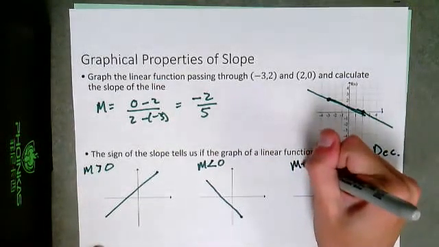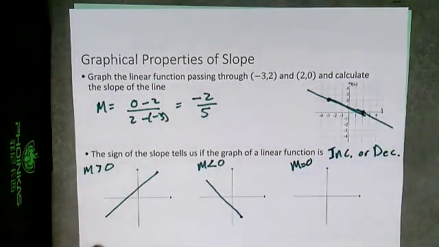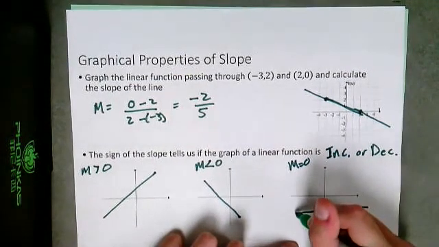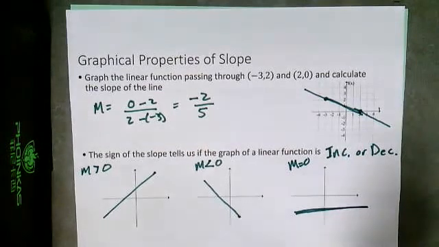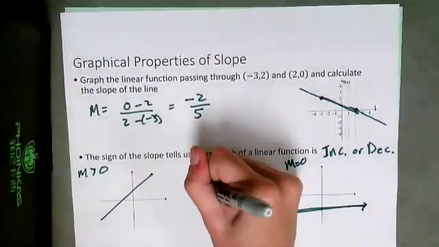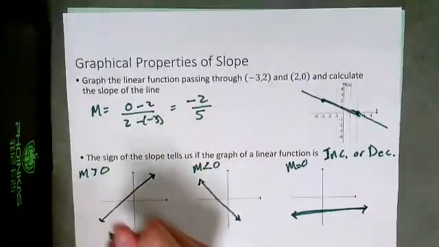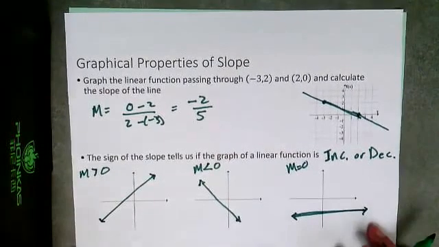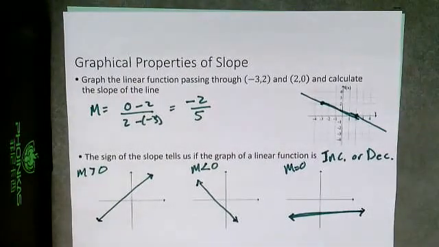And then if your slope m is 0, that means it's a constant function. It does not change. It's a horizontal line. So that's not the best horizontal line, but anyway. The average rate of change between any 2 points on this line is 0. So it's constant. Right. So those are your properties of slope.